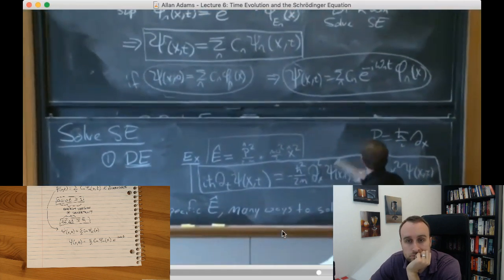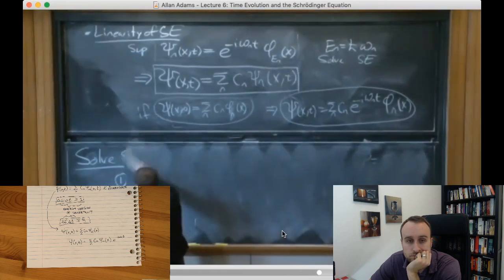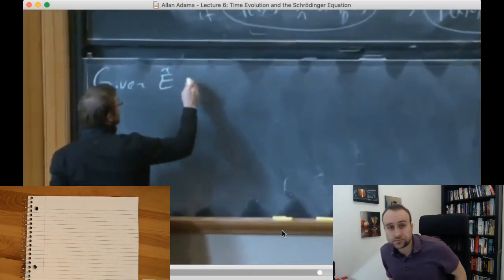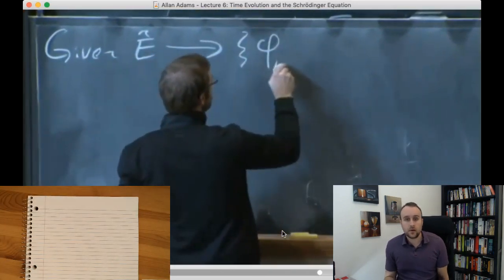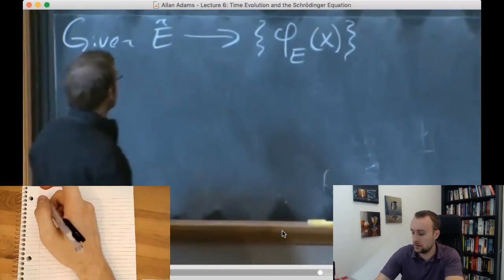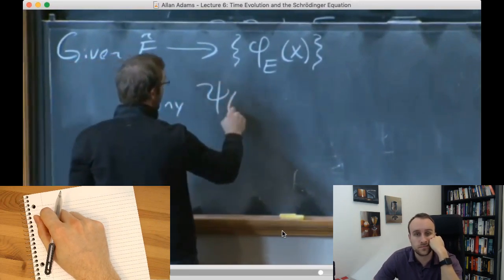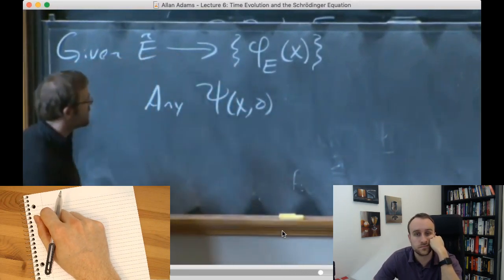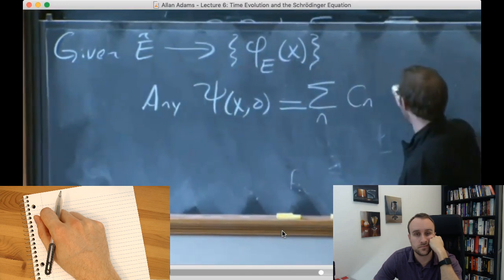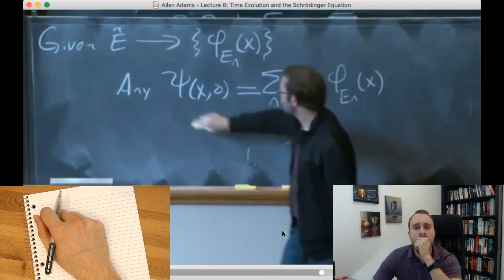the stronger version of 3 that we talked about before, which is that given an energy operator E, we find the set of wave functions, the eigenfunctions of the energy operator with eigenvalue E. So given the energy operator, we find its eigenfunctions. Any wave function psi of x, let's say at time 0, any function of x, can be expanded as a specific superposition, sum over n of c_n phi_{E_n} of x.